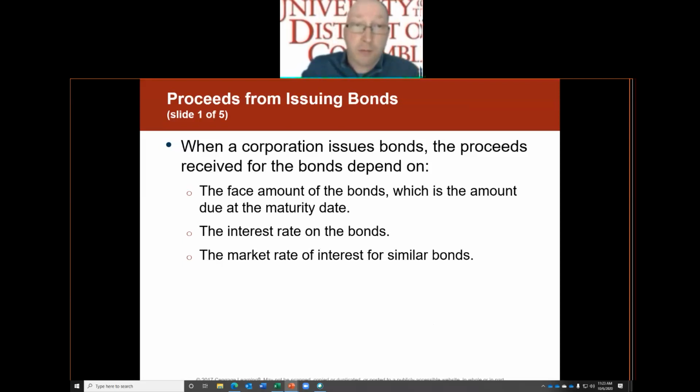Okay, let's talk a little bit more about the issuance of bonds and the proceeds. When a corporation issues the bonds, the proceeds received from the bond depends on the face value, which is the amount that's due at the maturity date, the interest rate on the bonds, and the market rate of interest for similar bonds.